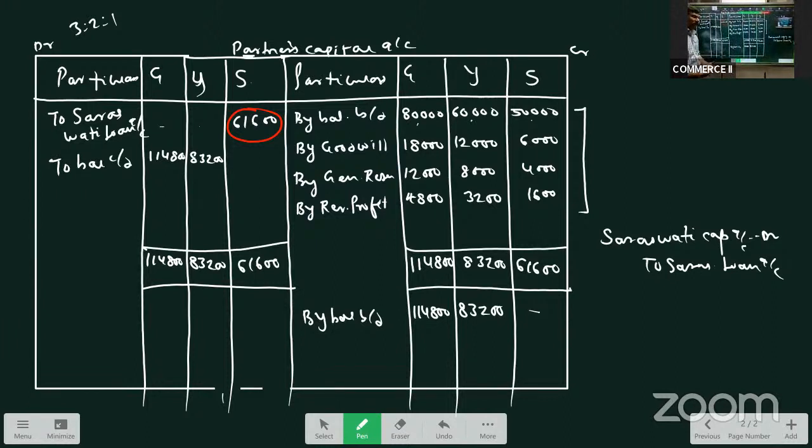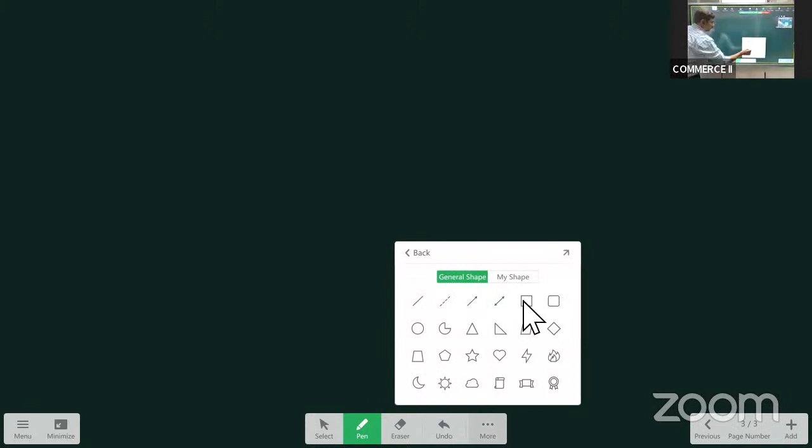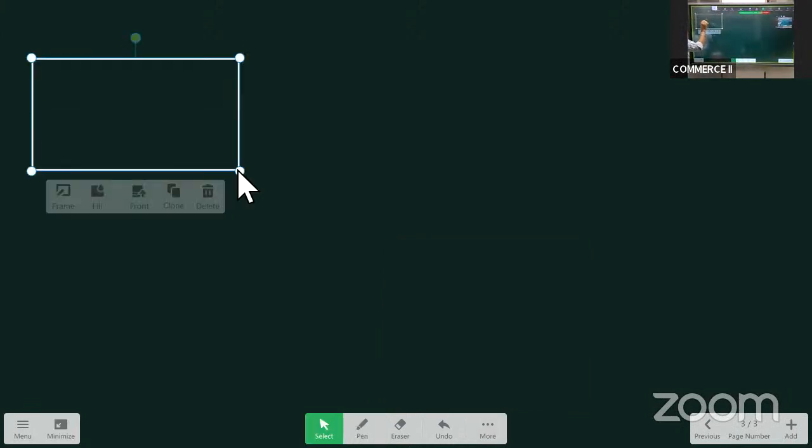This is a general entry we write, and we transfer the amount to her loan account. And we, of course, have to prepare a ledger for Saraswati's loan account. So that I'll do here. It is only a very simple ledger with one entry. So I'm taking it here. What is this I'm preparing? It is Saraswati loan account.